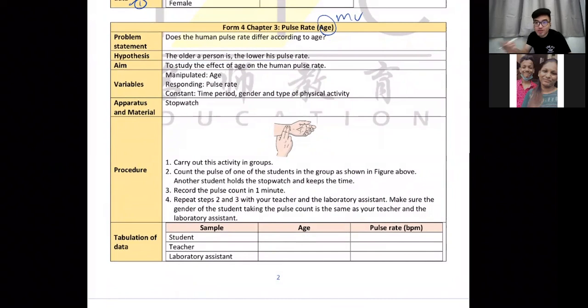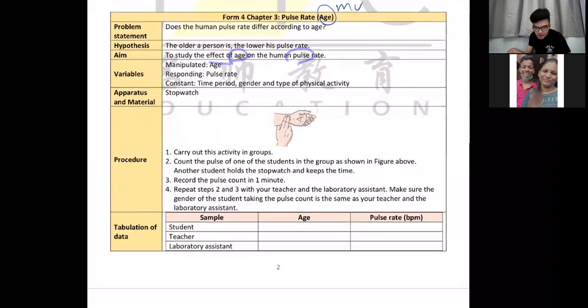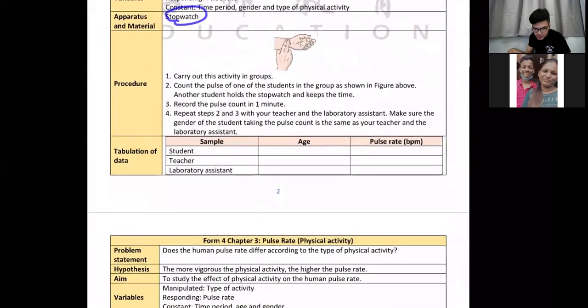Okay, so this one you can use more. You see, the older, the lower. So the aim is to study the effect of age on pulse rate, or to study the relationship of age and pulse rate. All right, so variable: your MV is age, RV is pulse rate, CV is time, gender, physical activity. Stopwatch. And then your procedure, you draw it out. And then number 2, you count the pulse rate. Number 3, record, which is your RV. And 4, repeat. Draw table.